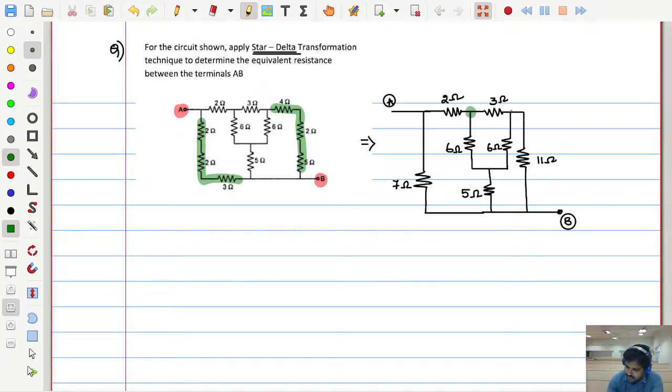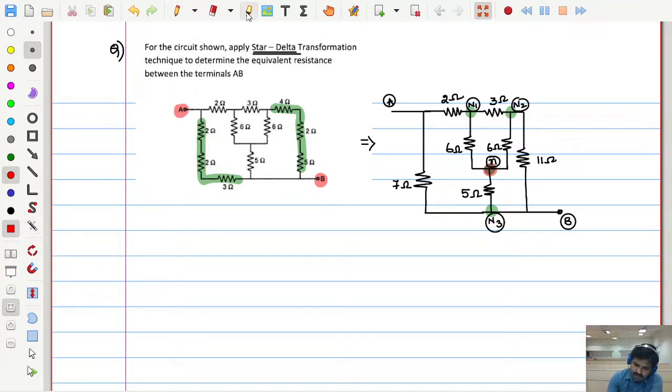Try to see between these nodes, there is a star configuration existing with the common node as this red color one: 6, 6 and 5 ohms. If I convert it into delta, there might be some advantage. For which let me name the nodes as N1, N2, N3 and one is N. This naming is not required, but since we are in the initial state, let me give some numbering.